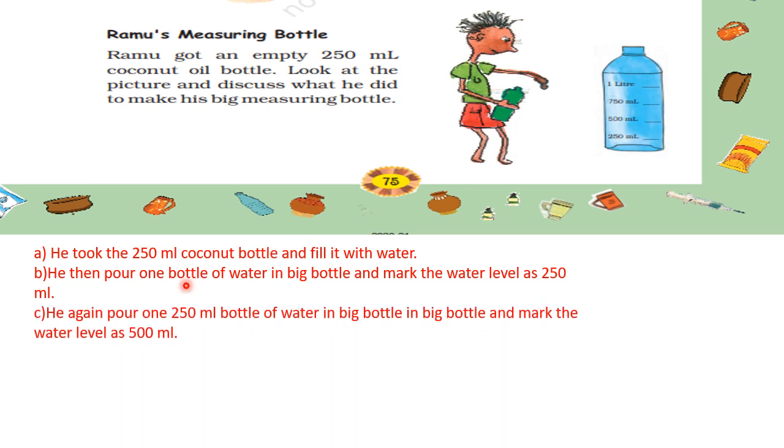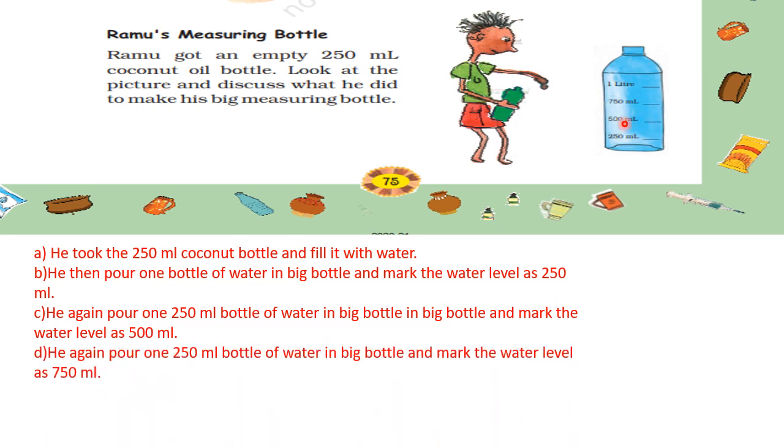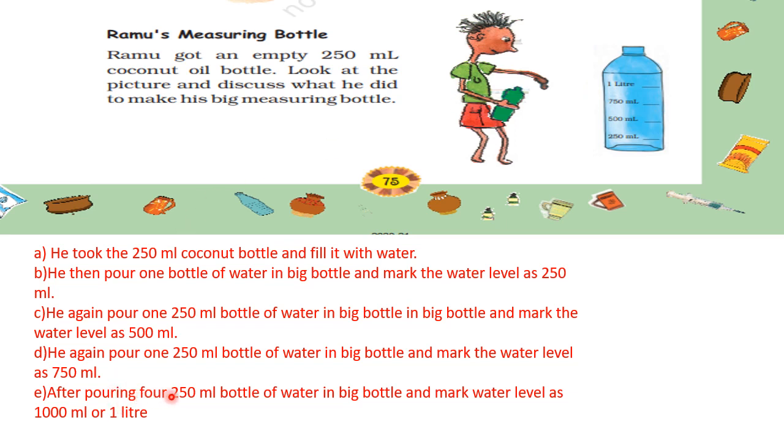Then he again pours 250 milliliter of water in the big bottle and marks the water level as 500 milliliter. Then he again pours a 250 milliliter bottle of water in the big bottle and marks the water level as 750 milliliter, as you can see here. And the next is, after pouring the 4th 250 milliliter bottle of water in the big bottle, he marks the water level as 1000 milliliter, means 1 liter. I hope you understood this concept. Thank you.